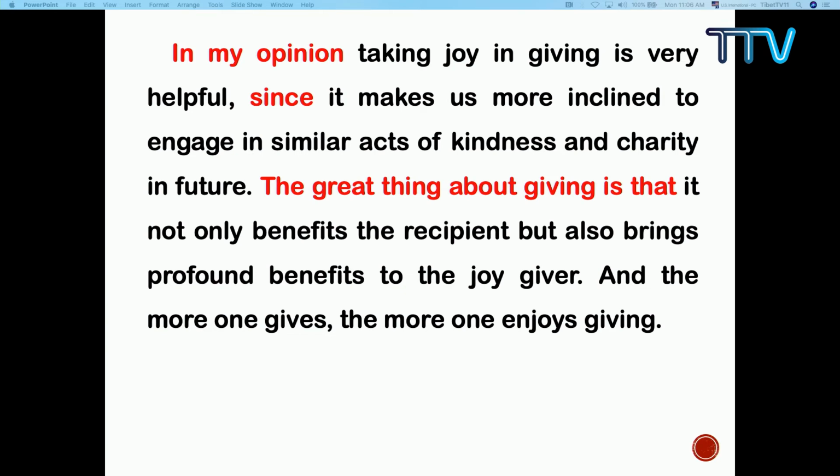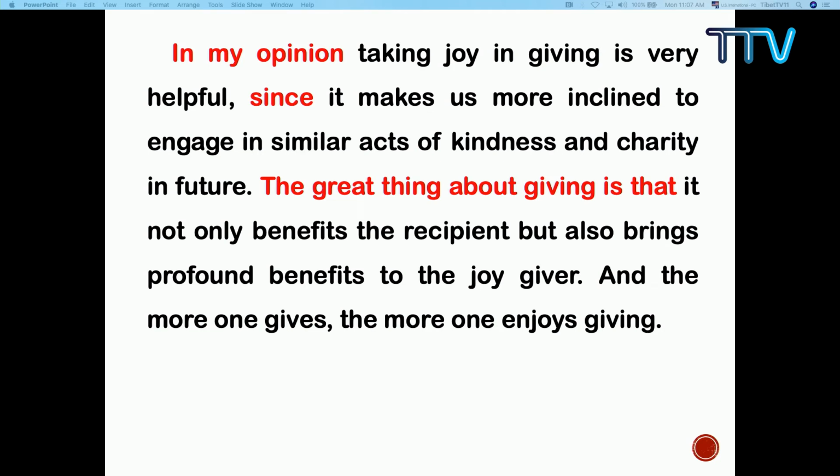Okay, mark my word, I am telling you, if this is taken as a separate paragraph, this particular phrase, "taking joy in giving is very helpful," can be my thesis statement or my topic sentence. And then I will justify why. Taking joy in giving is very helpful.